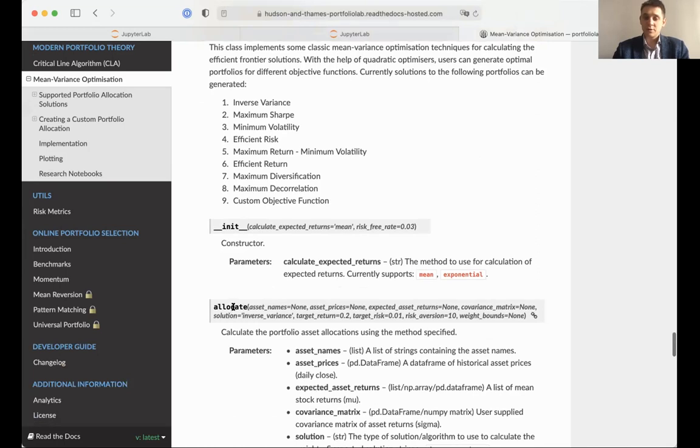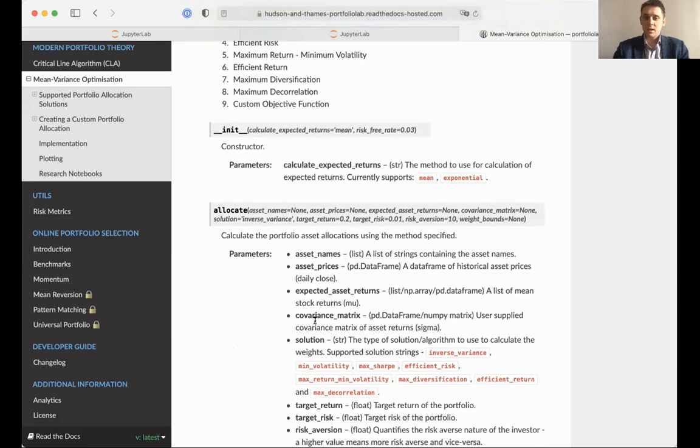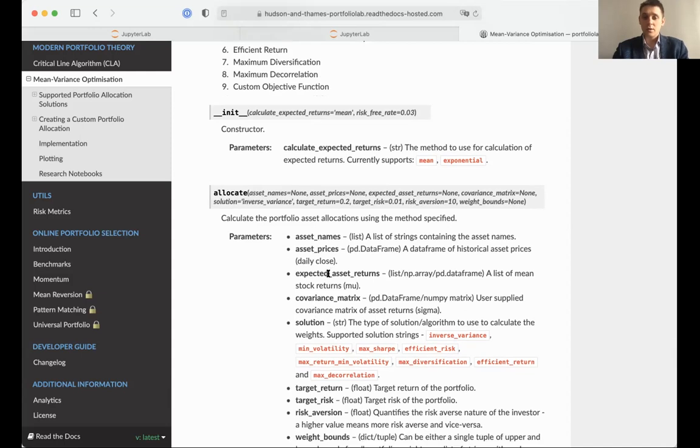We have a separate function call, which is called allocate. So what are the parameters of this function? Here we need to pass the asset names, a list of strings containing the asset names. Of course, we need to pass asset prices, which then will be converted into percent changes and used to estimate covariances and expected returns. You can also specify your own expected asset returns. As we have previously discussed, for example, you can have your own model which generates expected asset returns, or it can be some financial analyst prediction, etc.